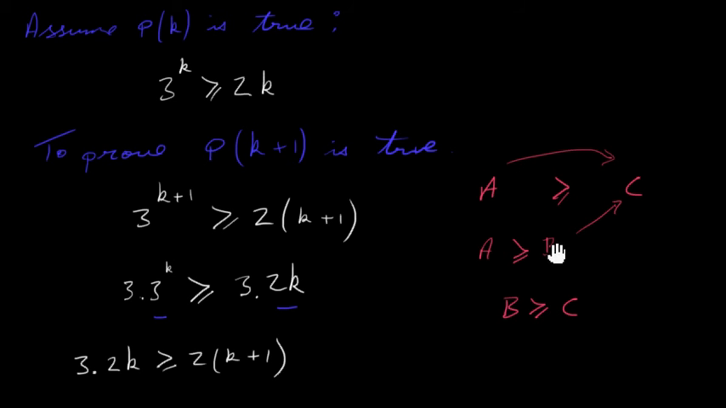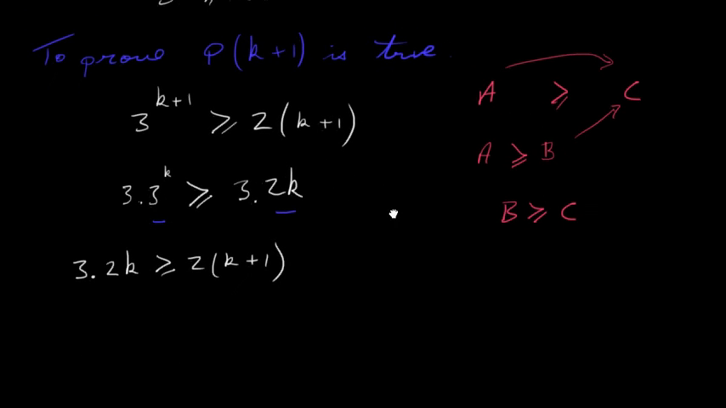So I put a number in the middle here, if you like, which I know is true. I know that A is bigger than some number here. If I can show that this number in the middle here is bigger than or equal to C, then A must be greater than or equal to C. Okay, so that's what I'm going to do here. I've got to show that this is true. If I can show that this is true, then 3 to the power k plus 1 must be greater than or equal to 2 times k plus 1.